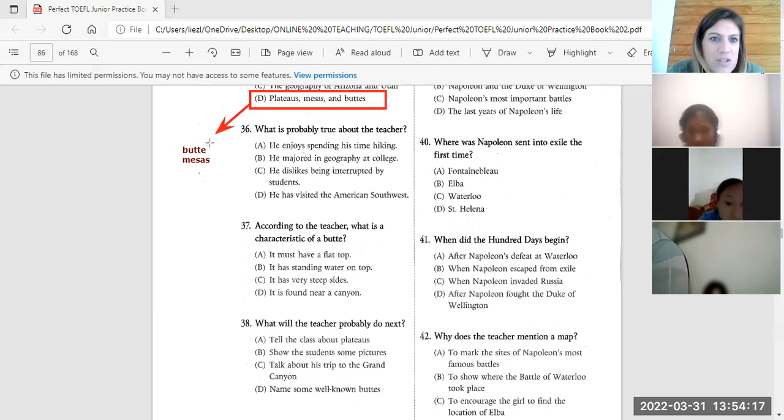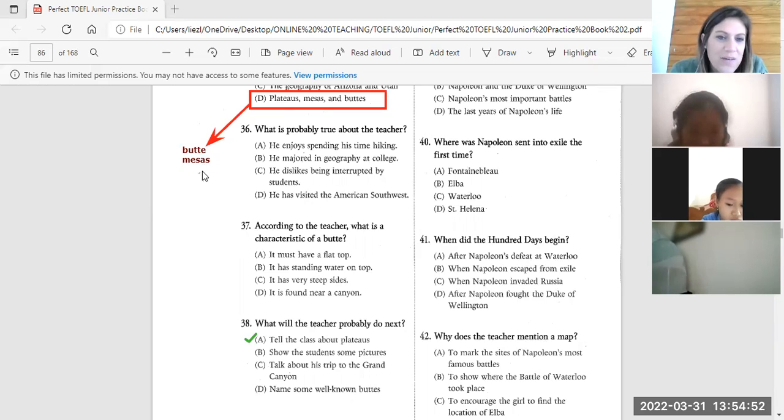What will he do next, do you think? I see. So there's the three. What will the teacher do next? Tell the class about the plateaus that he hasn't done yet. Show the students pictures, talk about his trip, or name some well-known buttes. Yes, it's A, that one, because he spoke about two already. So now he has to speak about the third one. Okay.